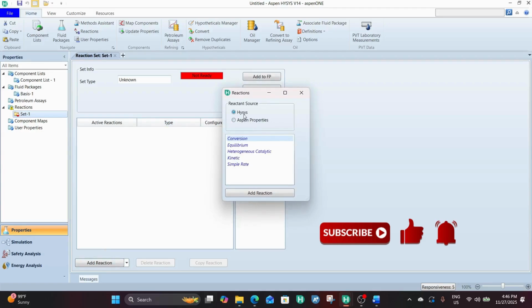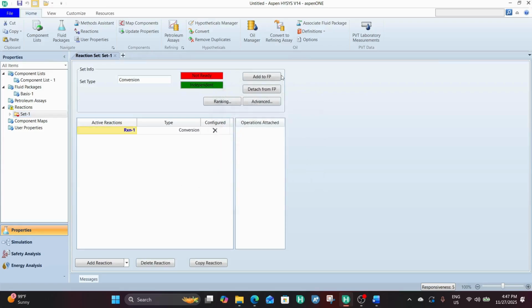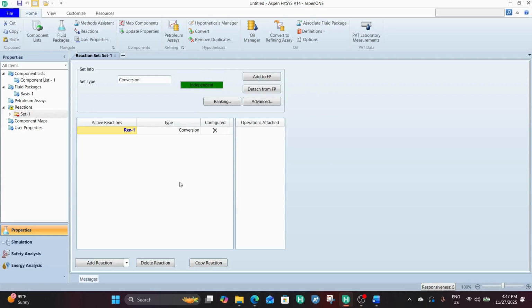We're going to be working with Hysys as the reactant source, because we are working with Hysys components for the composition and the fluid package. So we're working with Hysys with respect to the reaction sets. The types of reaction we have are conversion, equilibrium, heterogeneous catalytic, and kinetic and simple rates. We're going to be working with the conversion reaction. We have the reaction, and then add a fluid package to it. So we're going to be adding Peng Robinson. We're attaching that.